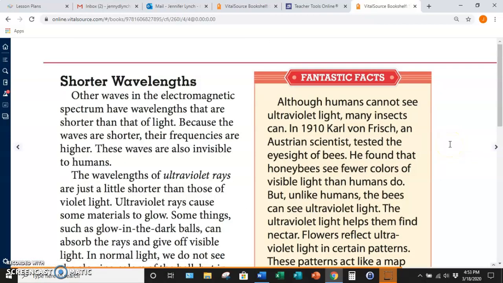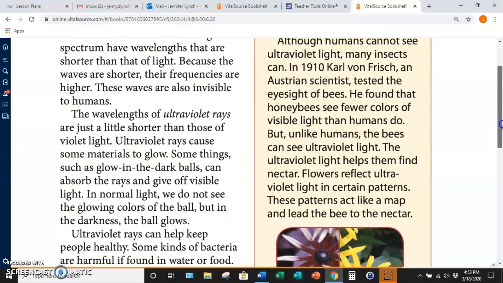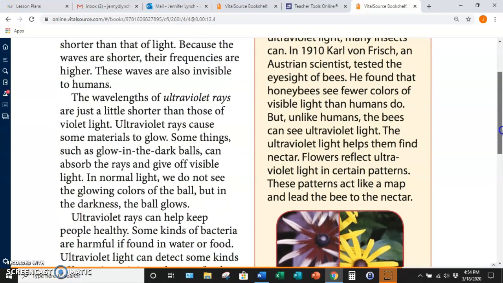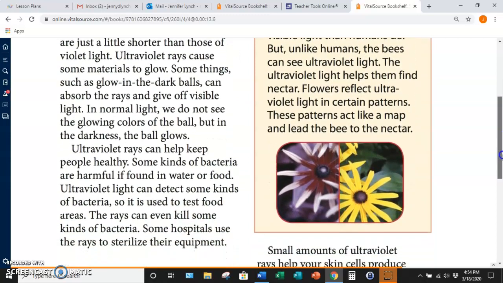Shorter wavelengths. Other waves in the electromagnetic spectrum have wavelengths that are shorter than that of light. Because the waves are shorter, their frequencies are higher. These waves are also invisible to humans. The wavelengths of ultraviolet rays are just a little shorter than those of violet light. Ultraviolet rays cause some materials to glow. Some things, such as glow-in-the-dark balls, can absorb the rays and give off visible light. In normal light, we do not see the glowing colors of the ball, but in the darkness, the ball glows.